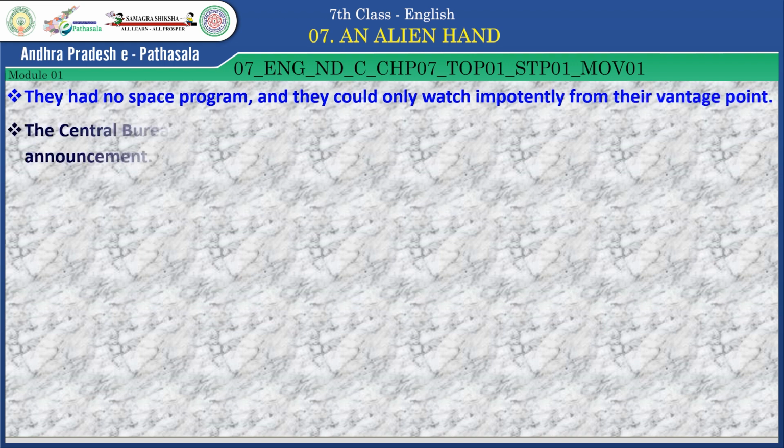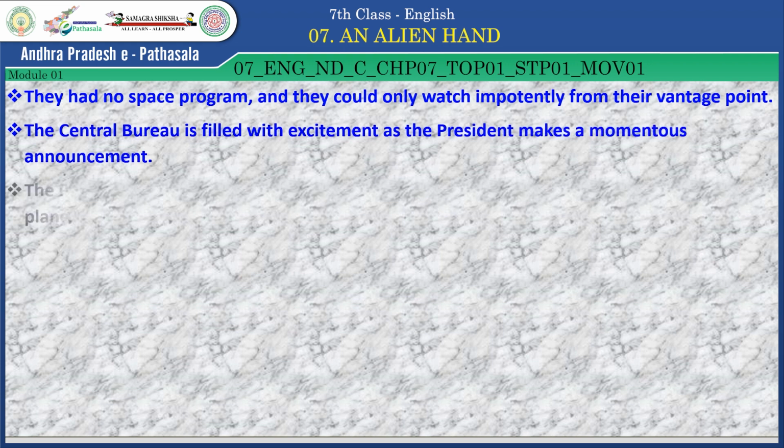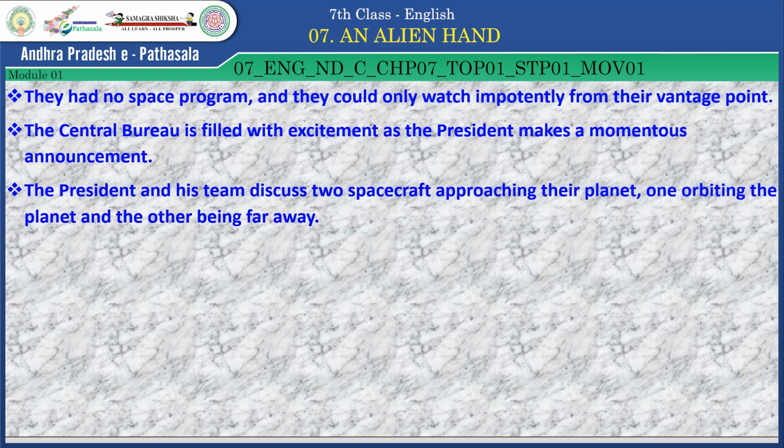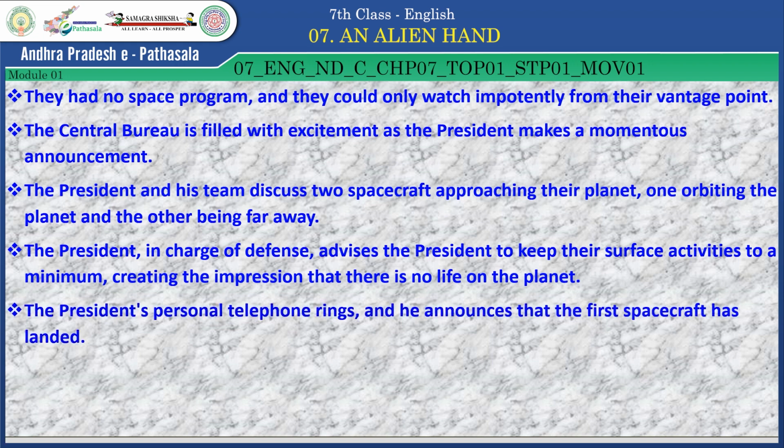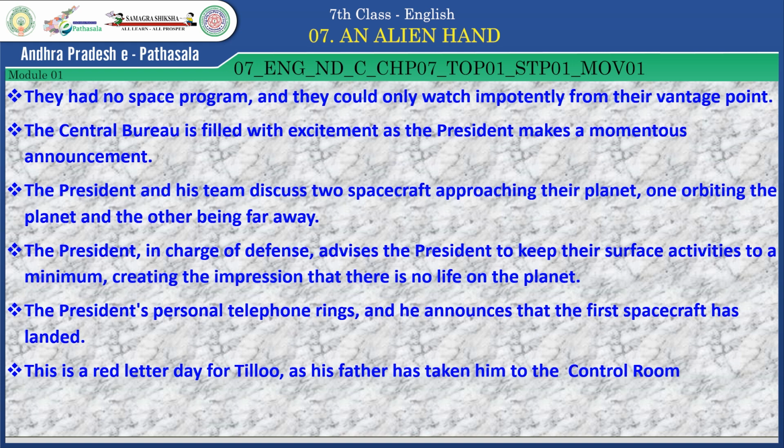The central bureau is filled with excitement as the president makes a momentous announcement. The president and his team discuss two spacecraft approaching their planet, one orbiting the planet and the other being far away. The minister in charge of defense advises the president to keep their surface activities to a minimum, creating the impression that there is no life on the planet. The president's personal telephone rings and he announces that the first spacecraft has landed. This is a red letter day for Tillu, as his father has taken him to the control room.